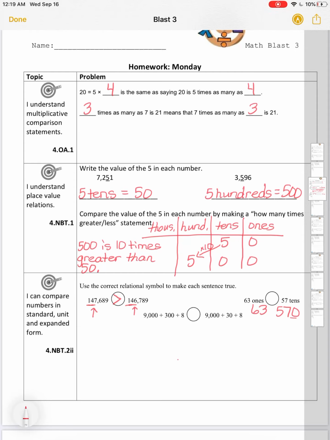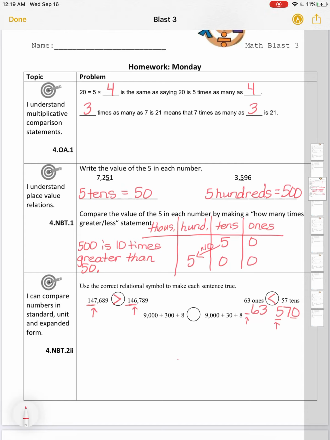Now I can compare. Again, I want to compare like place values, starting with the greatest place value. So I have 5 in my hundreds here, and I have no hundreds over here. So it is in that place value that I'm able to make the comparison. No hundreds is less than 500s. And we know that 63 is less than 570.